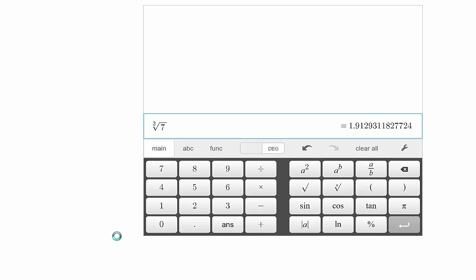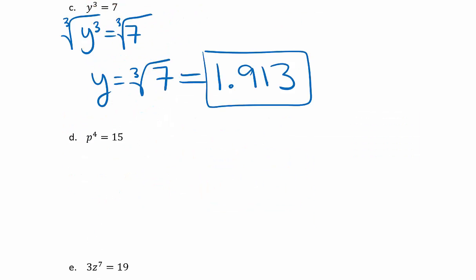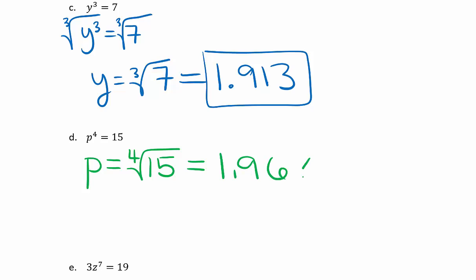I typed the cube root of 7 into my calculator. On this calculator, it's an n root. That's the button I used. If I want to round this to 3 places after the decimal, I have to round up: 1.913. Now if I want to get rid of a 4th power, I can use the 4th root. So if p to the 4th equals 15, then p would equal the 4th root of 15. Once again, I will have to type this into a calculator to get my solution. Rounded to 3 places after the decimal, I got 1.968.